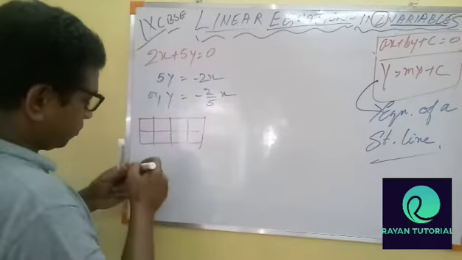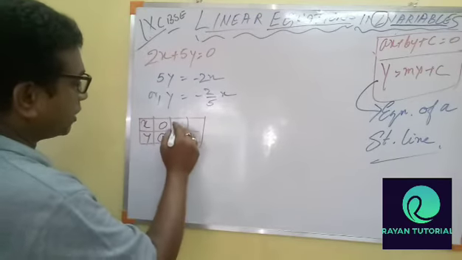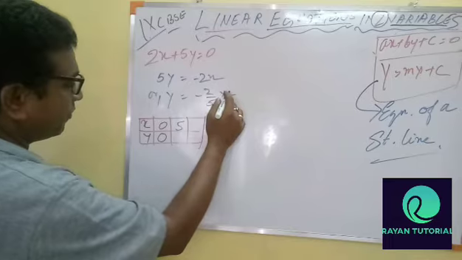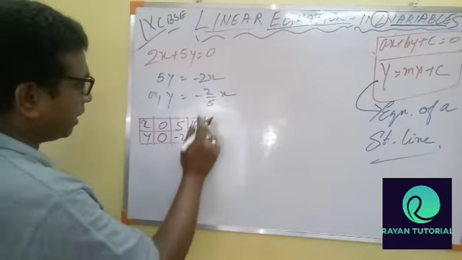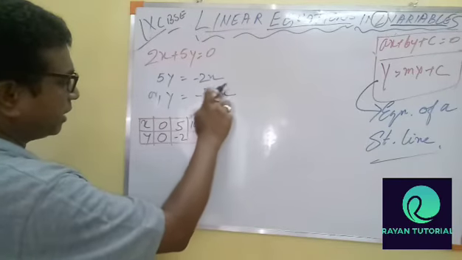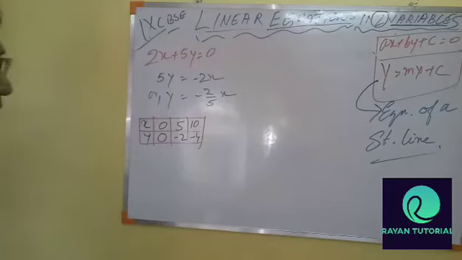x, y. So if x equals 0, y equals 0. If x equals 5, 5 gets cancelled, y equals minus 2. If x equals 10, 5 twos are 10, minus 2 twos, minus 4. So this is my solution set.